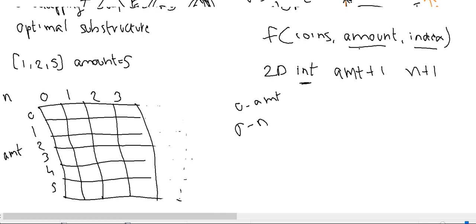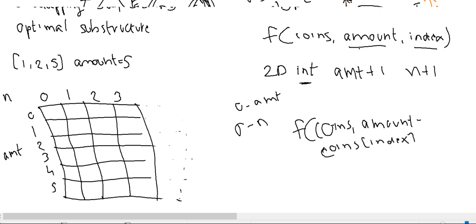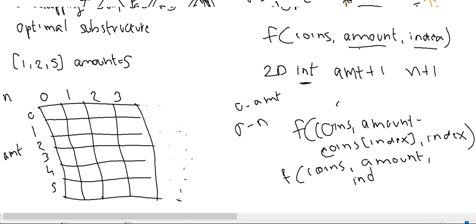So now if you remember, our recursive function was doing it like this. For include, it was doing coins, amount minus coins of index, and then index. This was for include. And for exclude, it was doing coins, amount, and index minus 1. So this was for include and this was for exclude, right?